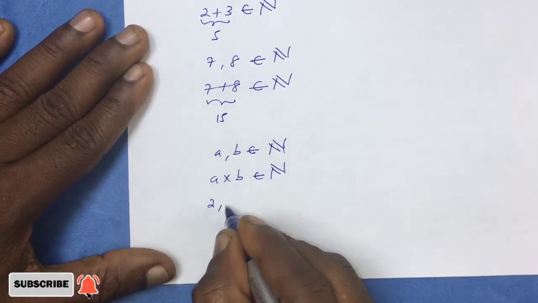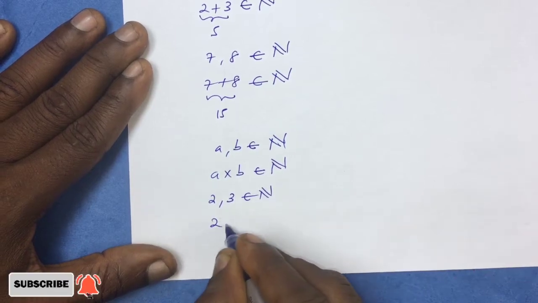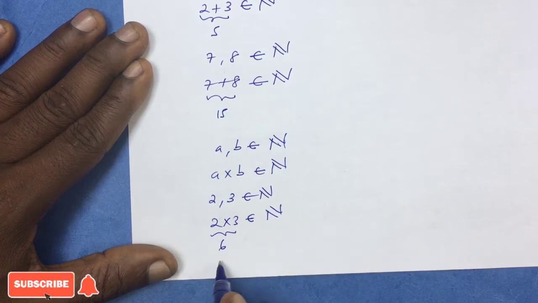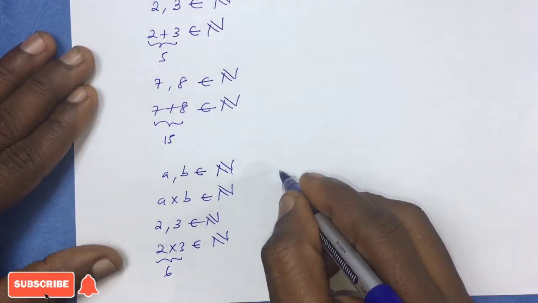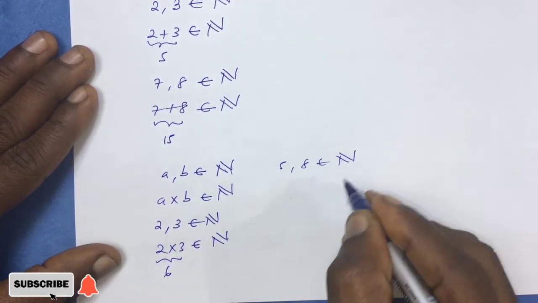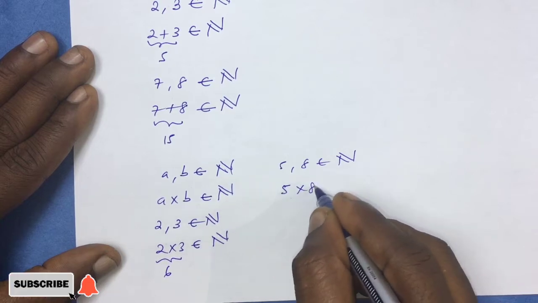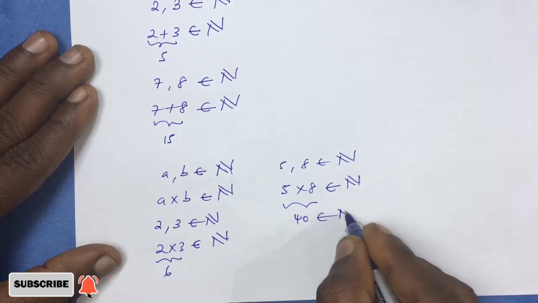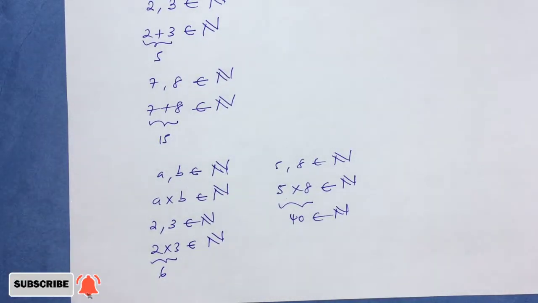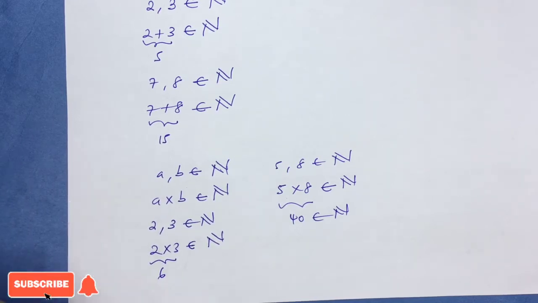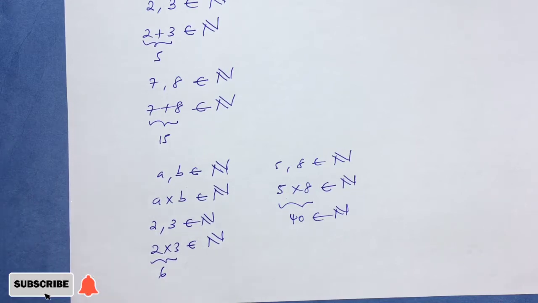Now if you look at it again, 2 and 3 are members of n. 2 times 3 will give you a member of n. What is 2 times 3? 2 times 3 is 6, and 6 is a member of n. If you select any two again, such as 5 and 8, that are members of n, and you multiply them, 5 times 8, you get a member of n. What is 5 times 8? 5 times 8 is 40, and 40 is a member of n. So when you select any two elements at all from n and multiply both of them, it will give you a result that is a member of n. For that reason, we say that n is also closed with respect to multiplication.